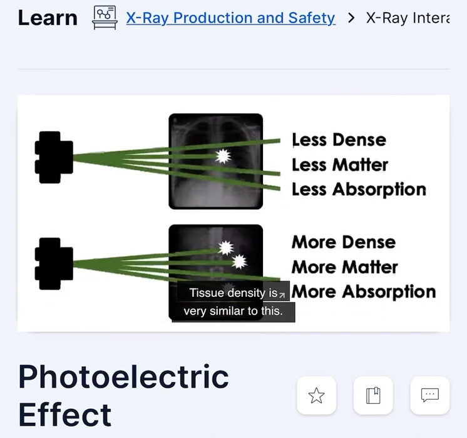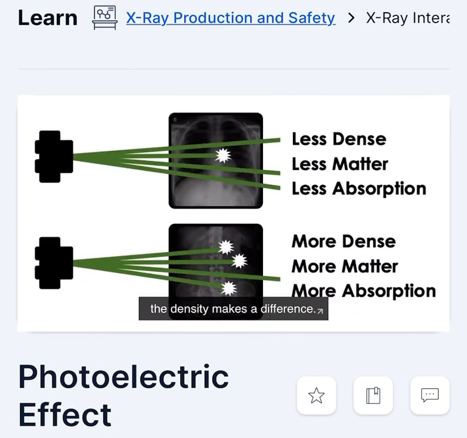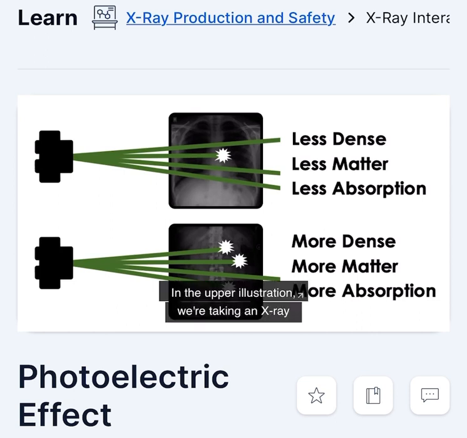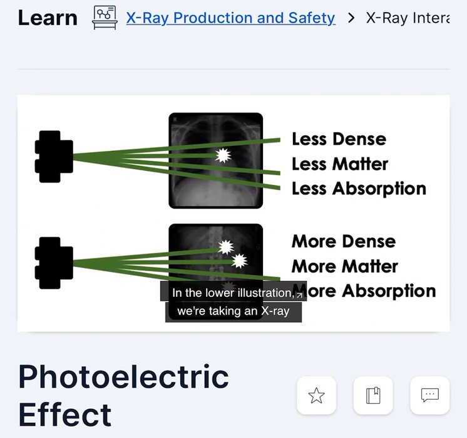Tissue density is very similar to this. Even if the thickness is the same, the density makes a difference. In the upper illustration, we're taking an X-ray through the chest. In the lower illustration, we're taking an X-ray through the abdomen. The chest really isn't very dense. It's mostly full of air. Because there's less density, that means in total there's less matter, and when there's less matter in the way, photons are less likely to interact by absorption.